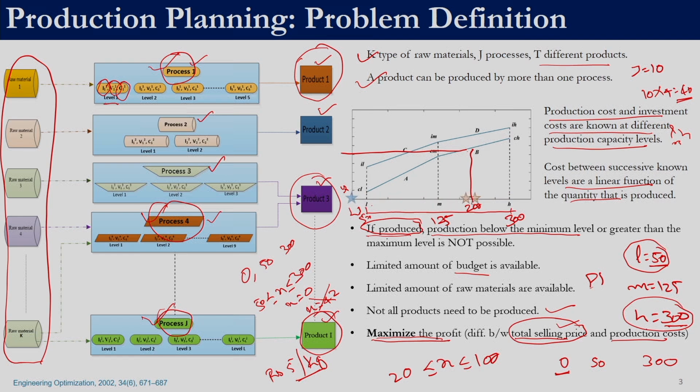If we decide to produce 200, then the investment cost is to be found from this line. So, here the y axis is cost, and the x axis is the production quantity. Depending upon which processes we select, we can also determine the total investment that is required. The total investment required should be less than or equal to the budget available.